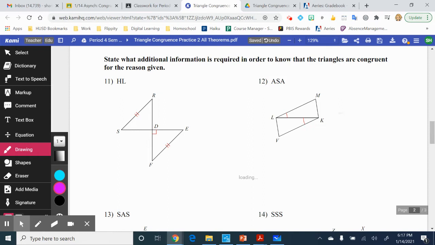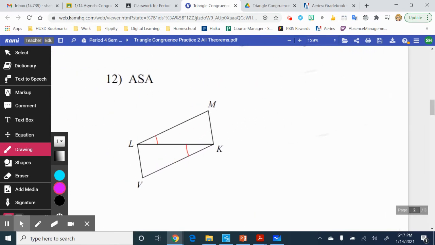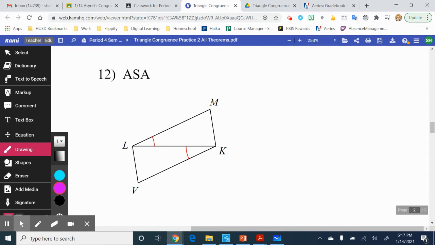And so it says, what additional information is required in order to know that the triangles are congruent for the reason given? So we're going to take number 12, and we need to prove these triangles are congruent by angle, side, angle. And there's a lot of different responses you can put here. And so there's not necessarily just one correct answer. There are a couple. And so the first thing I'm going to do is put a little mark here because we know this side is congruent to this side. So that's the reflexive property. And so we've got to use that.